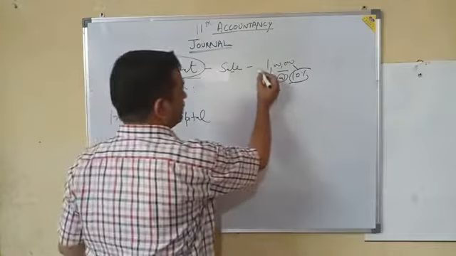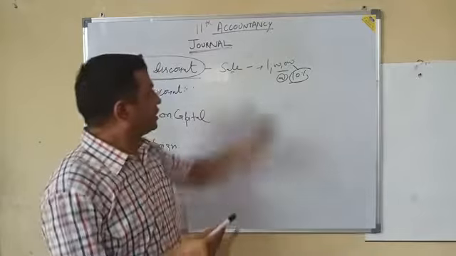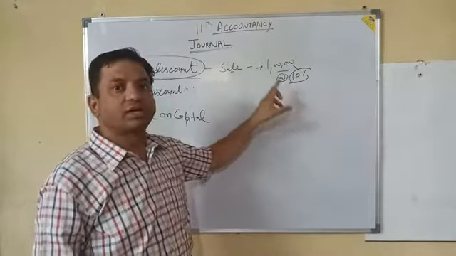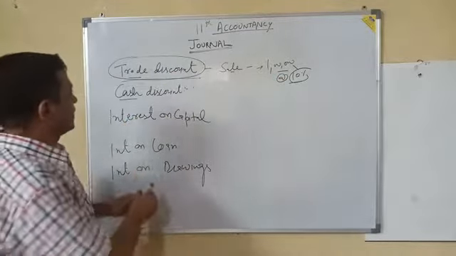For that, the entry in the books of the seller will be cash account debit to sale 90,000, and in the books of the buyer, purchase account debit to cash with 90,000. That is trade discount. Second is cash discount.